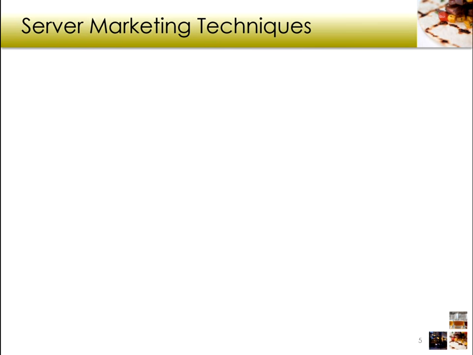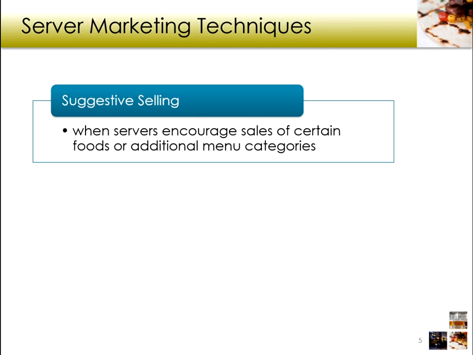And we talked about server suggestive selling, right? Servers should be encouraging the sales of certain food and additional menu categories. So that's selling the most profitable items, selling items that maybe you want to sell before you have to throw them out. I'm not saying sell bad or outdated items, but selling things that are getting to that point where it's not going to be good for tomorrow, right? So we want to get those slower products moving so that we don't have that waste factor, right?